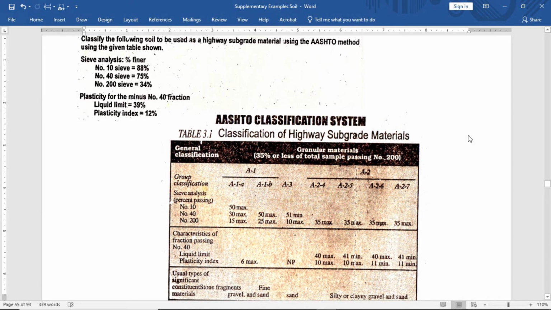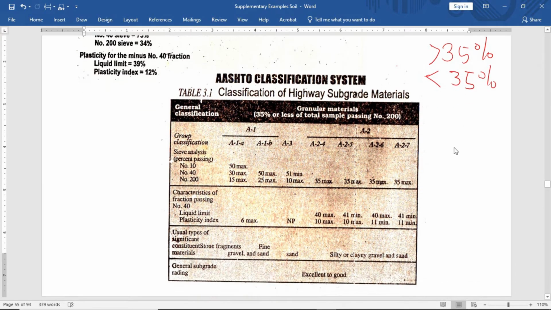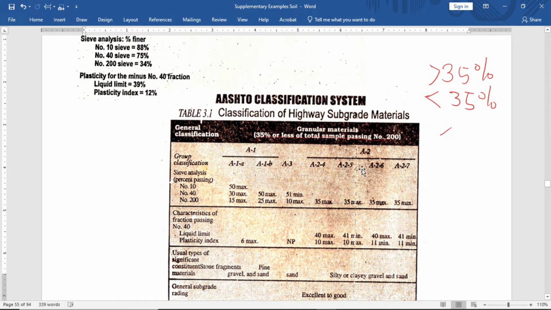So kanina nga sabi ko, yung table na ginamit natin is for greater than 35%. How about pag lesser than 35% naman yung percent finer. So ito yung table na gagamitin natin, kasi 35 or less of total sample passing number 200. So, katulad lang ng kanina.